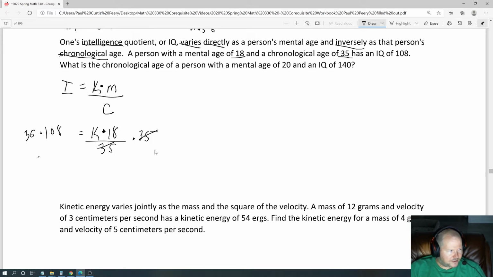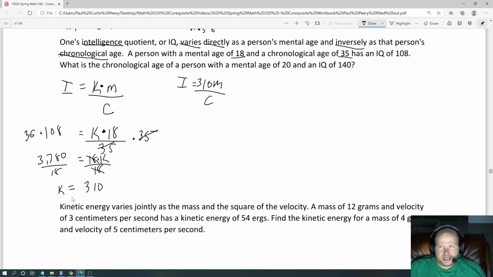Okay, so that gives me 3,780 is equal to 18k. And then I divide by 18, I divide by 18, cancel, cancel. And that gives me k is equal to 210. Okay, so we rewrite the original equation, but now where we have the k, I'm going to put 310. So it's 310m over c.